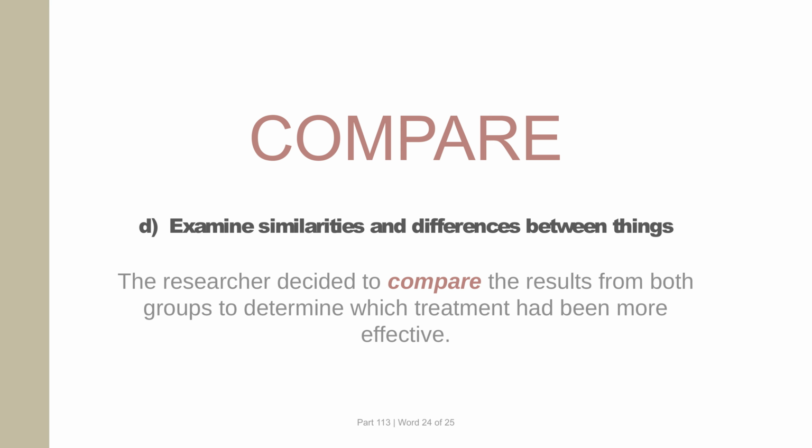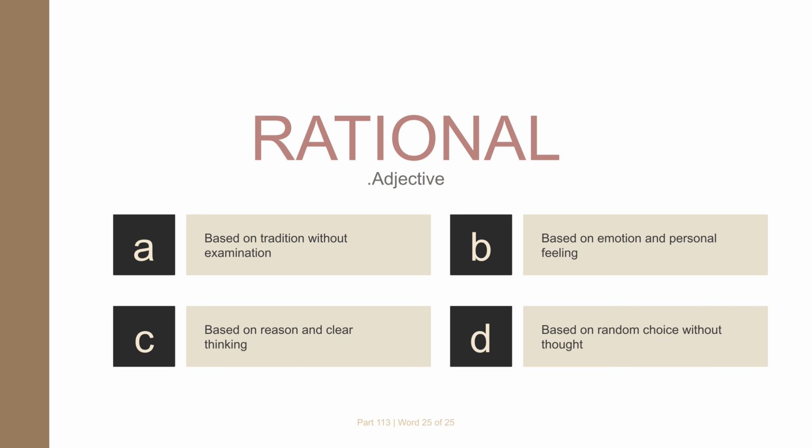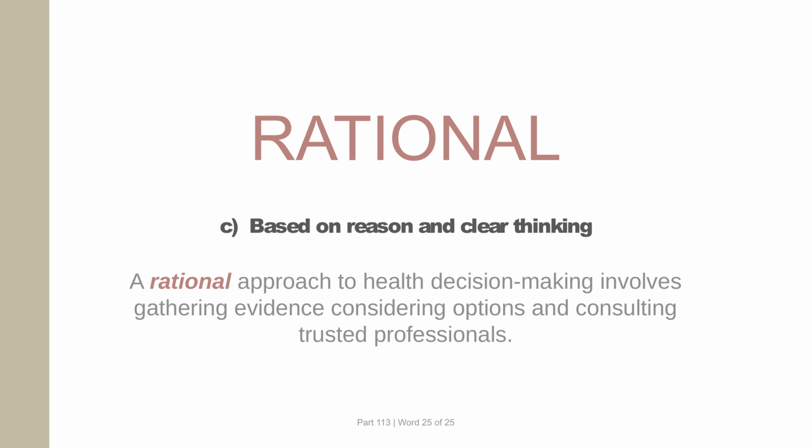Question 25. What is the meaning of rational? Option A. Based on tradition without examination. Option B. Based on emotion and personal feeling. Option C. Based on reason and clear thinking. Option D. Based on random choice without thought. Correct answer, option C. The correct meaning of rational is based on reason and clear thinking. Example: a rational approach to health decision-making involves gathering evidence, considering options, and consulting trusted professionals.